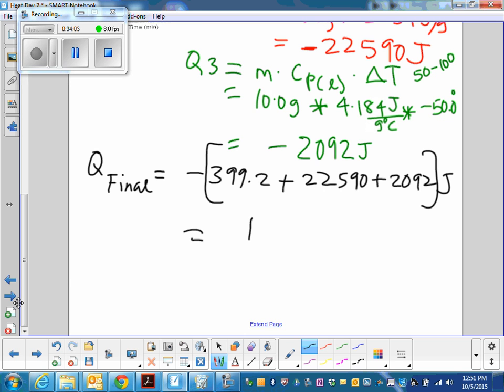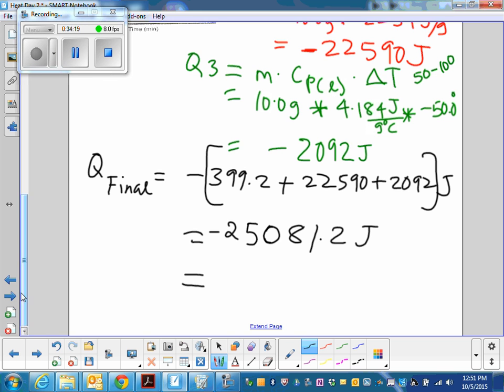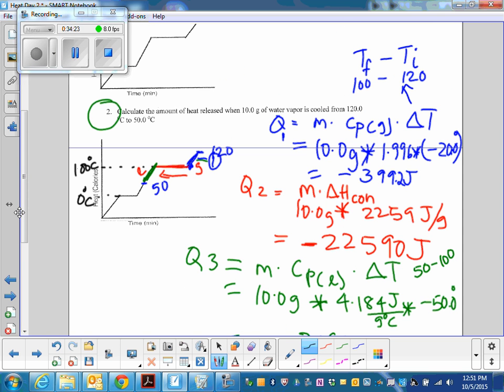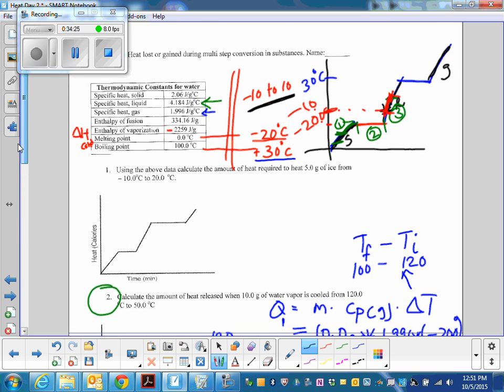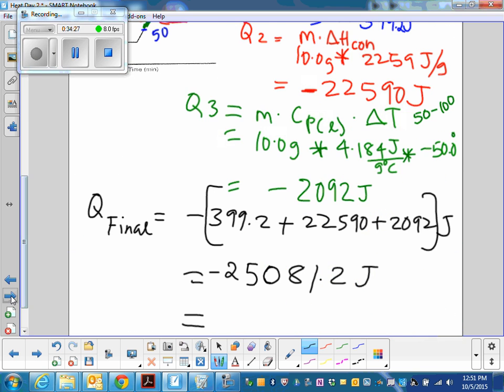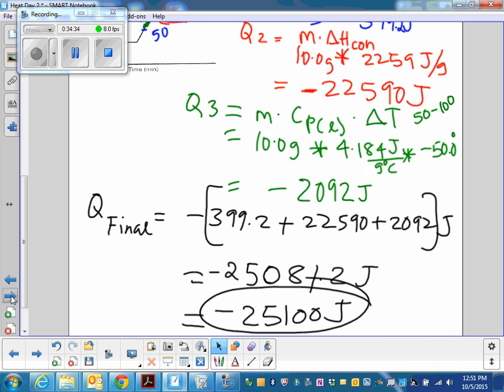Negative 25,081. That's a 5, guys. 25081.2 joules. Now, if you look at the problem, the lowest is 3 sig figs throughout. Is that right? The lowest is 3 sig figs, so I'm going to use 3 sig figs: negative 25100 joules. Is that right? Did everybody get that? Do you understand the process?